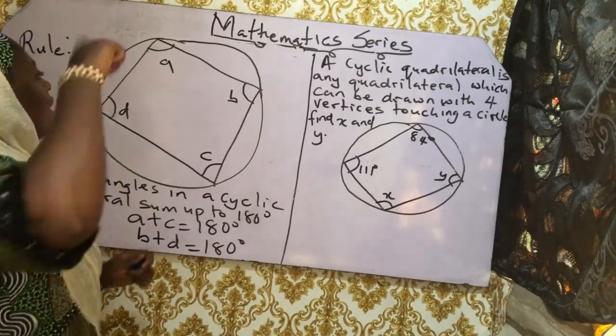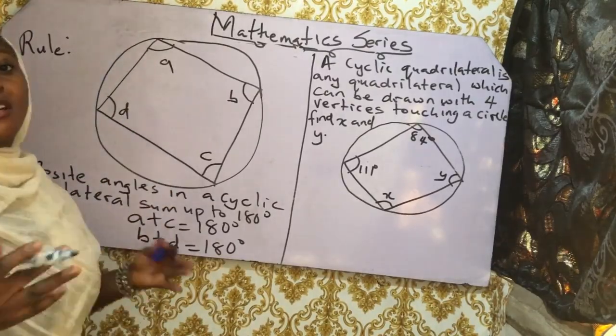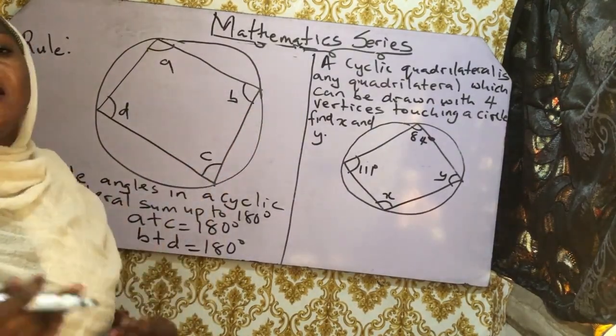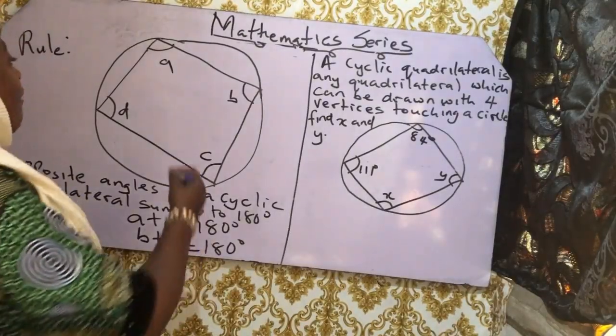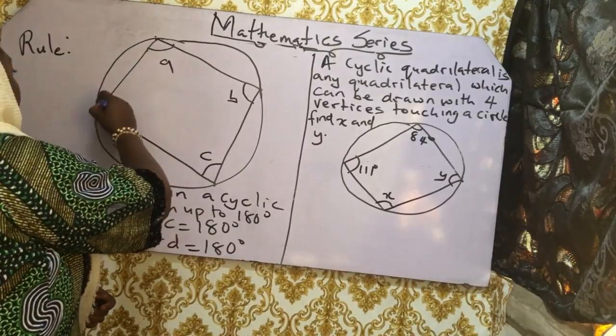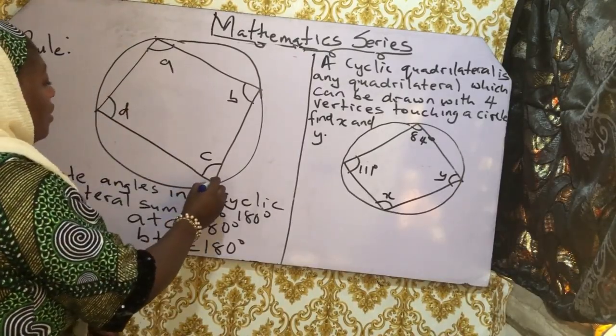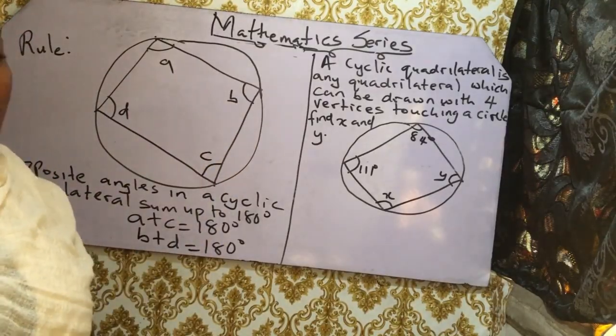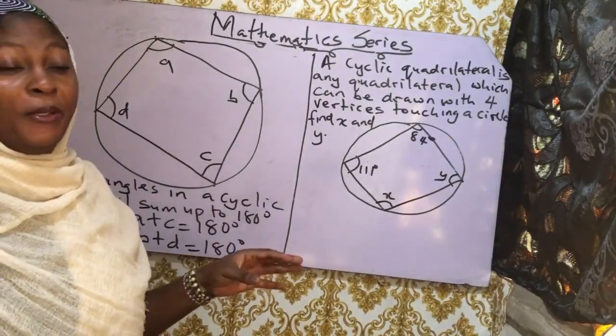For example, this is a quadrilateral. A quadrilateral has four sides, so you have 1, 2, 3, 4. Now, how is it a cyclic quadrilateral? When you have the four vertices, this vertex is touching a circle, this vertex is touching a circle, this vertex is touching a circle, and this vertex is touching a circle. So this is a cyclic quadrilateral.